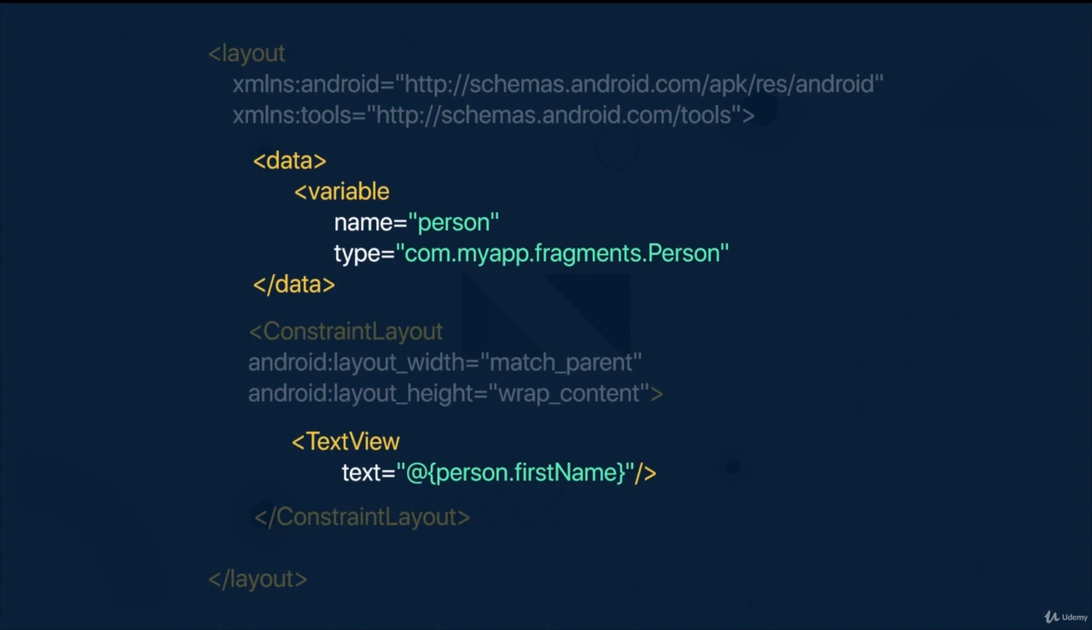And now from our data binding layout we can just use this variable to directly access this Person class and its fields.